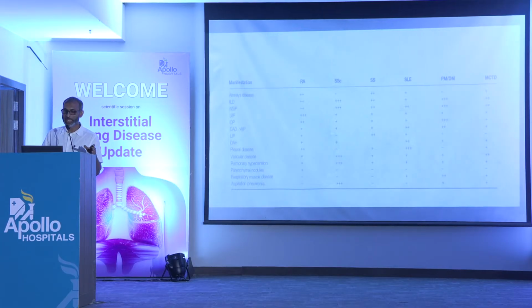Now this is the slide which shows what kind of involvement is present in different CTDs. Rheumatoid arthritis and Sjogren's syndrome show airway disease. Interstitial lung disease is seen in all the CTDs. NSIP is more common in patients with scleroderma, polymyositis and dermatomyositis, whereas in patients with rheumatoid arthritis, UIP is more common. OP is more common in patients with inflammatory myositis, and pleuritis is more common in patients with SLE. Pulmonary hypertension is seen in patients with scleroderma and patients with MCTD.